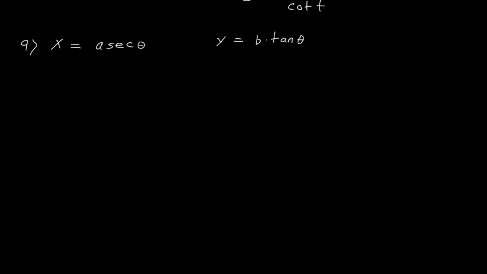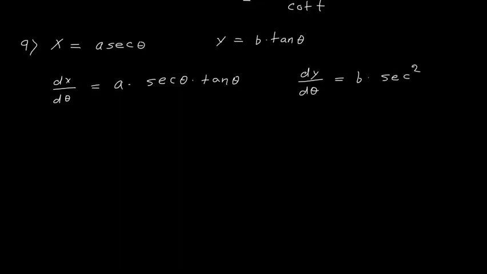Now let us see 9th question also. Problem number 9. So this 9th problem is x is equals to a sec theta. So dx upon d theta, we get a into derivative of sec theta, which is sec theta into tan theta. So this is dx upon d theta. Similarly, dy upon d theta, so derivative of b tan theta. So derivative of tan theta is sec square theta.